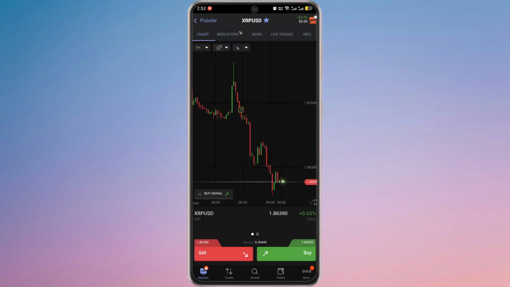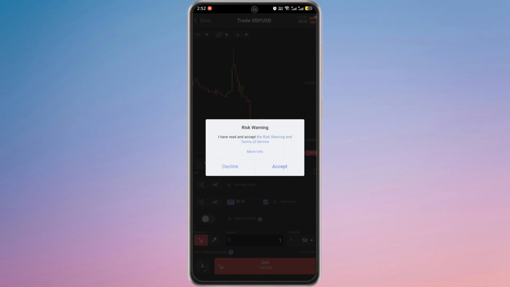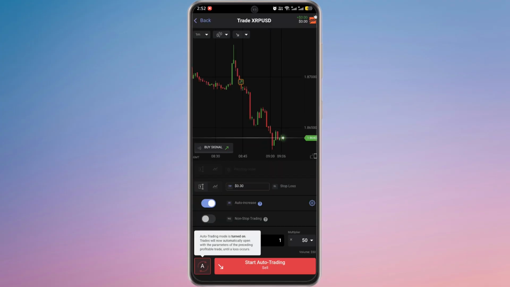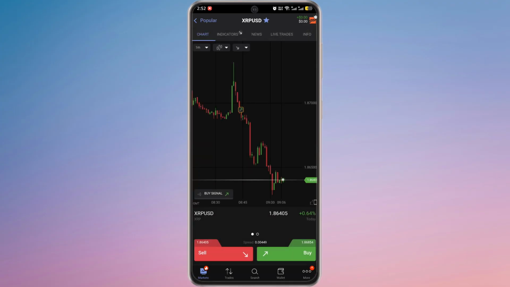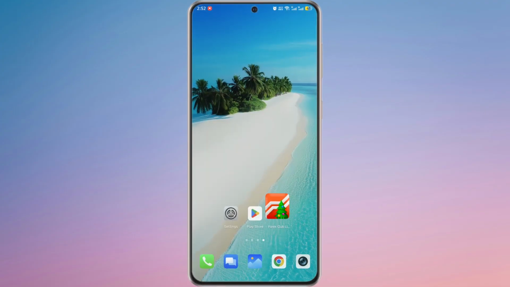To view the fees for a specific asset, go to the Market section, select the asset you want to trade, and check the trading details. You will see information about spread, overnight fees, and any other applicable charges. Understanding these fees helps you plan your trades and manage your investment cost effectively.